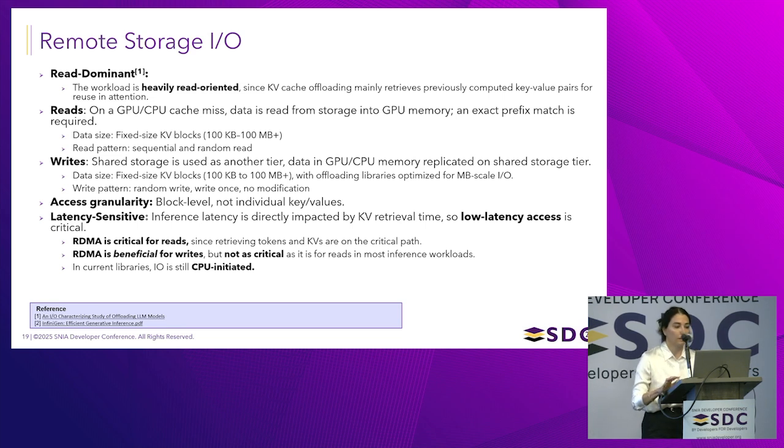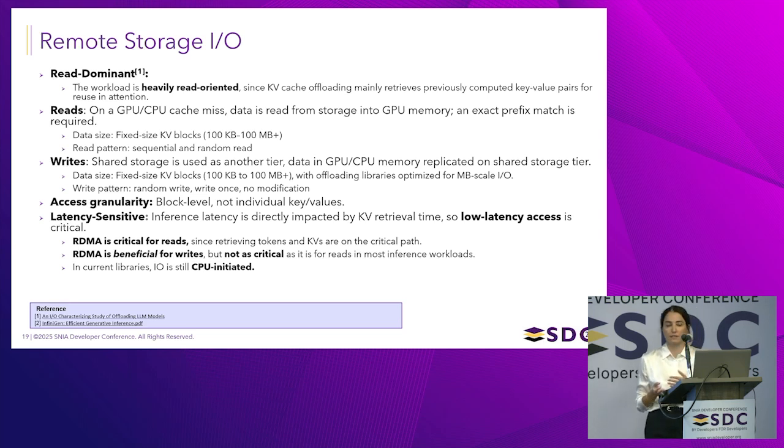Finally, I want to talk about the storage access pattern a little bit. First of all, KV cache workloads are read dominant, right? You generate the KV once, but you sometimes read it multiple times. And then the reads: if it's a miss on the CPU or GPU, then you read the data from storage, right? I think there's a typo here in my slide. And you have to have an exact prefix match.